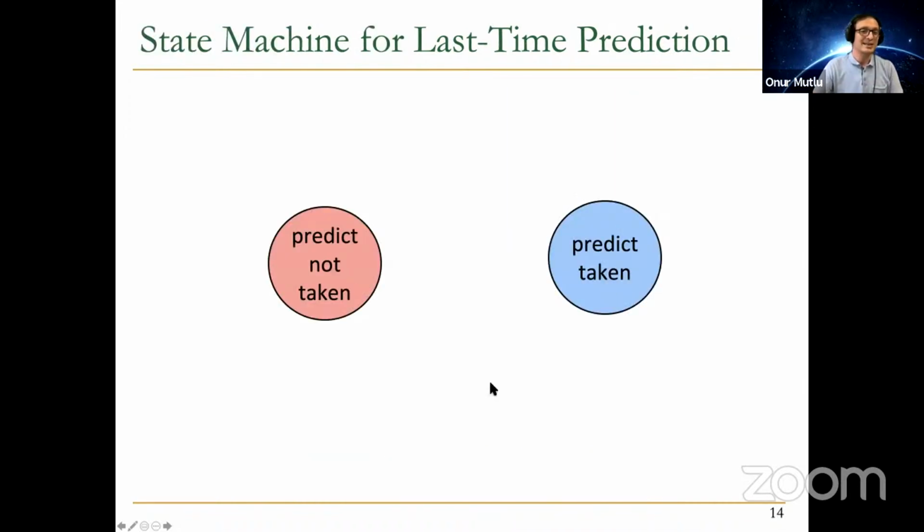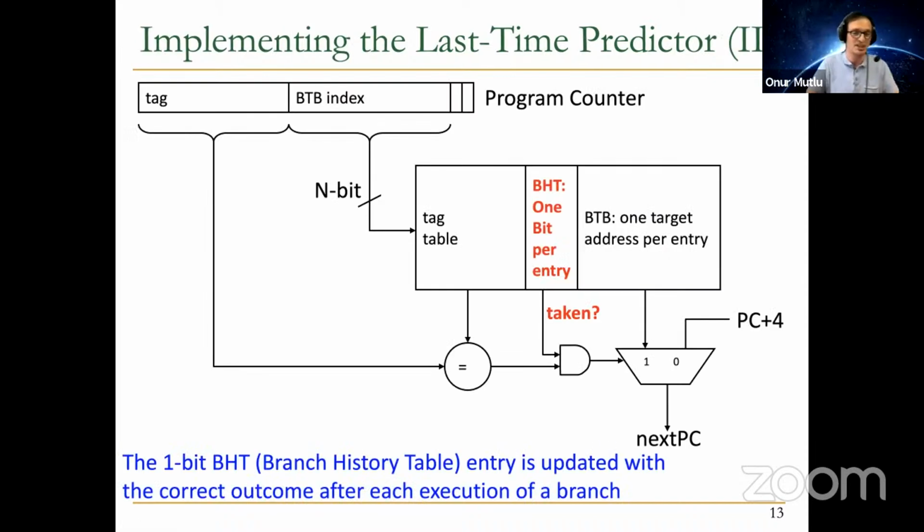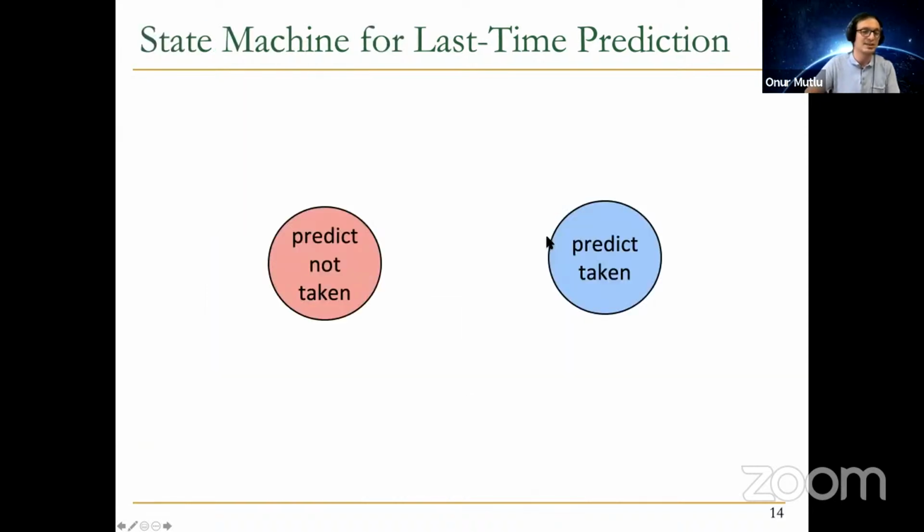Now let's take a look at the state machine for this last time prediction, because we're going to build a different state machine later on for 2-bit counter prediction, as we will see. But basically, the idea is very simple, right? You do what you did last time. If last time the branch was taken, you predict the branch is taken. That's what this state means. You use 1 bit to encode 2 different states. And if the last time the branch was not taken, you predict not taken this time.